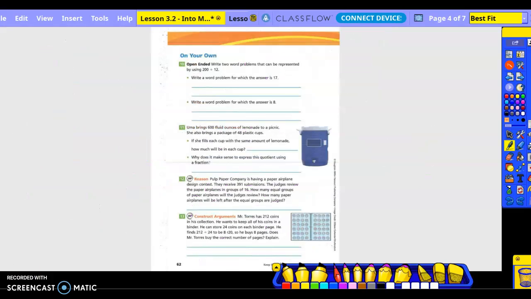On your own, number 10, open-ended. Write 2 word problems that can be represented by using 200 divided by 12. Write a word problem for which the answer is 17. So 17 would probably get us. So we would, let's work 200 divided by 12.